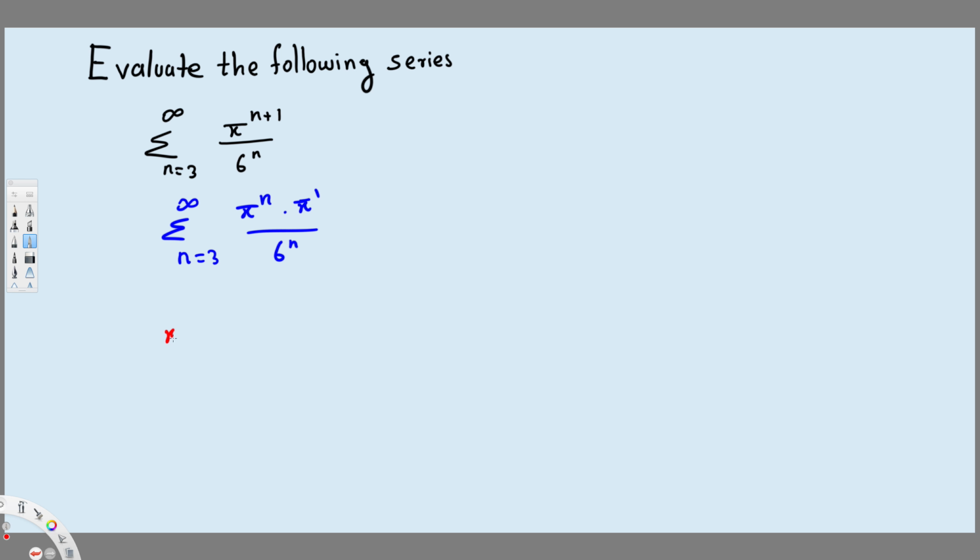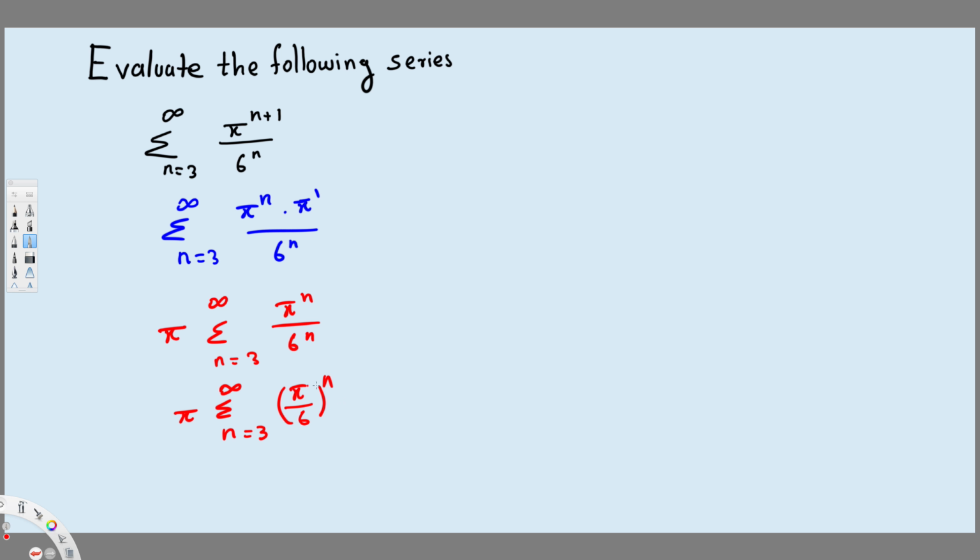So this is going to be 5 times sigma n equals 3 to infinity of 5 power n over 6 power n. Now I can take power n common. So let's take the power n common and see what we get. This is going to be sigma n equals 3 to infinity, 5 times (5 over 6) power n.